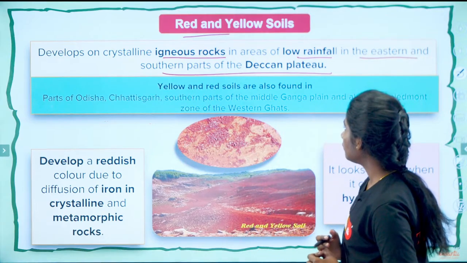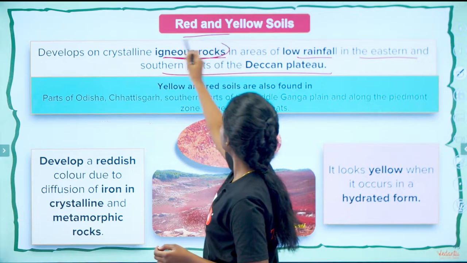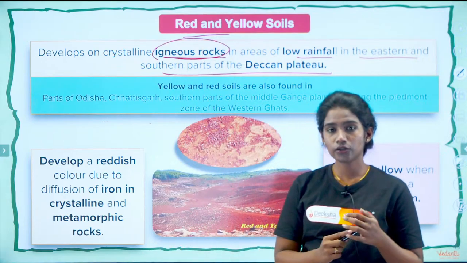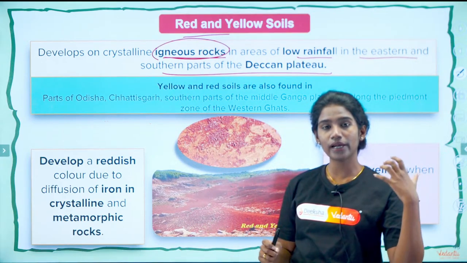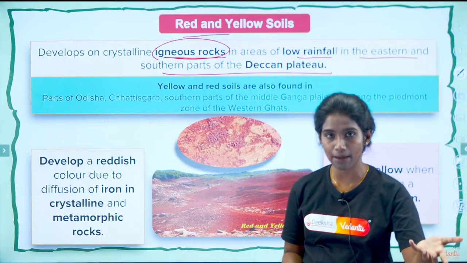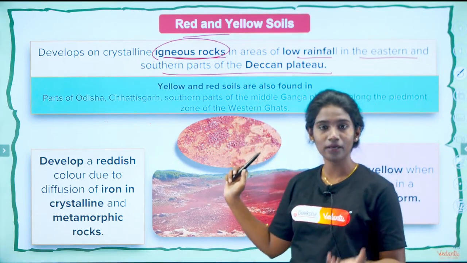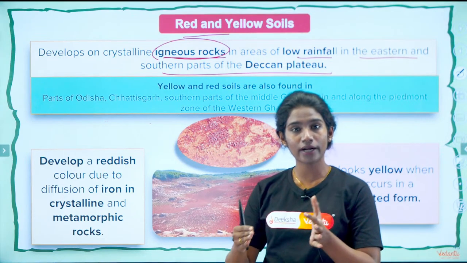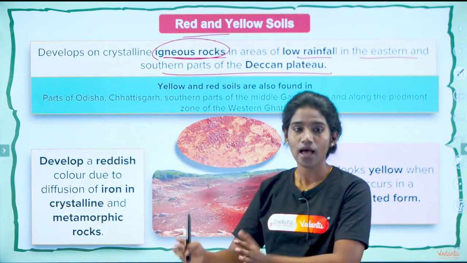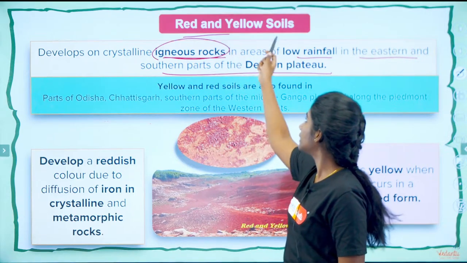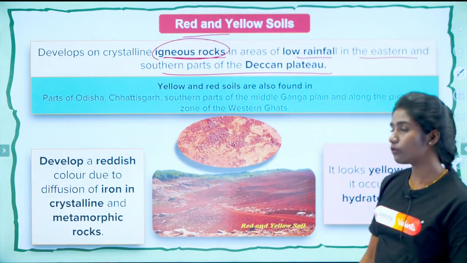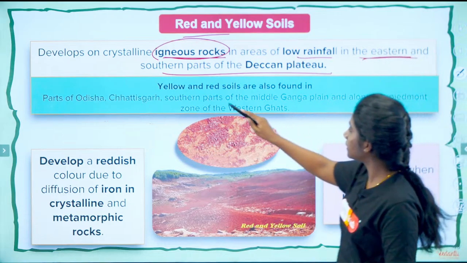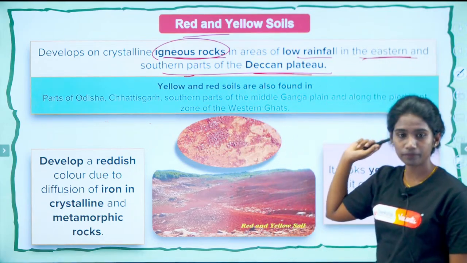So I told you here it is igneous rock. Black soil is from the Deccan trap, and over here this is also the same. The lava, after it solidifies and cools down, gives us this red and yellow soil. And you see this mostly in the eastern and southern parts of the Deccan Plateau.